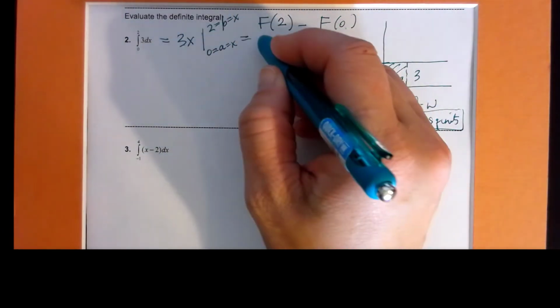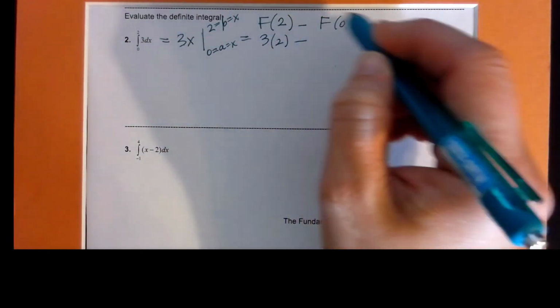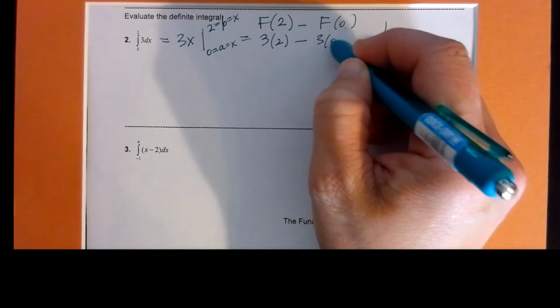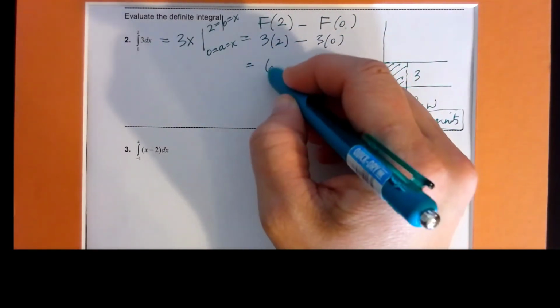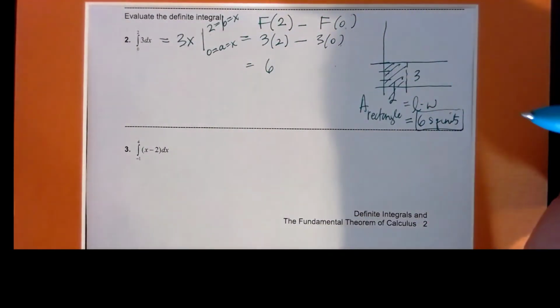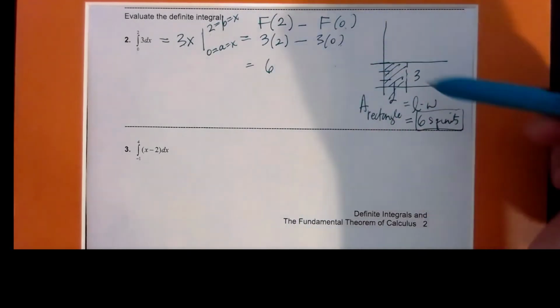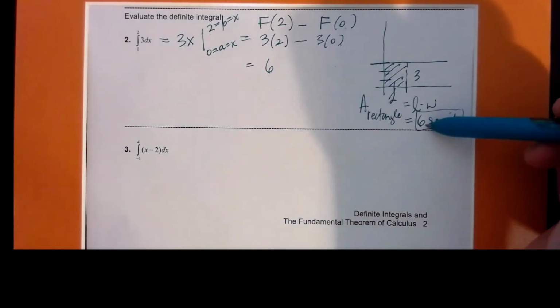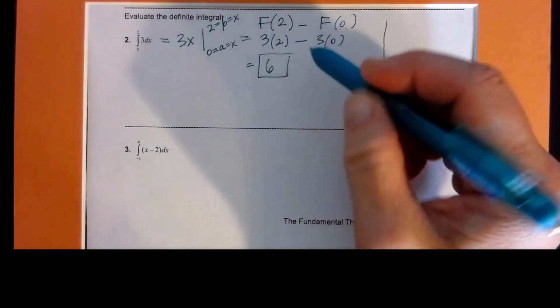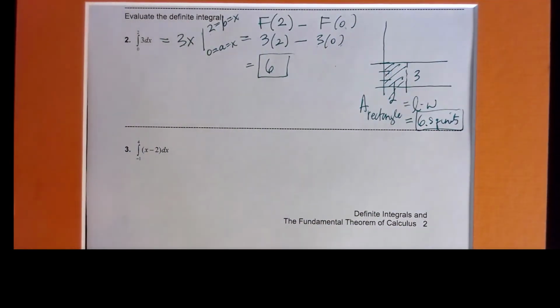So 3 times 2 minus, plugging in 0, 3 times 0. 3 times 2 is 6, 3 times 0 is 0, so we end up with 6, just like we did when we used our geometry. And again, you don't have to necessarily put square units, because this one is not referring to area. That's just what we use to define it as.